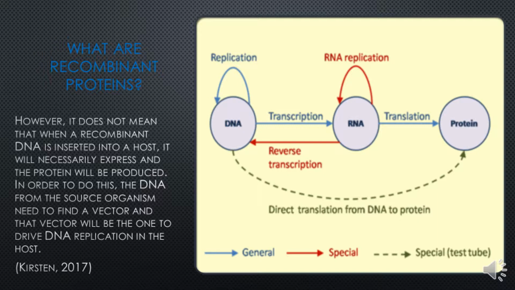So what does this mean in simpler terms? Well, a recombinant protein is a synthesized protein that has been cloned in the laboratory from recombinant DNA. Now, this diagram illustrates the central dogma of molecular biology, and you can see from the green arrow that it's possible to produce proteins directly from DNA via test tube.